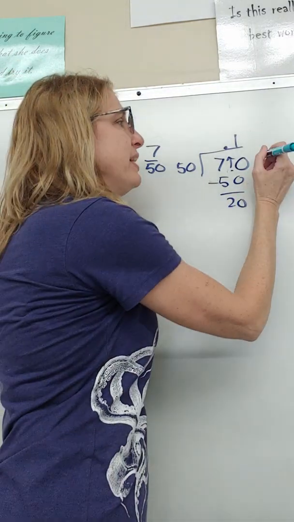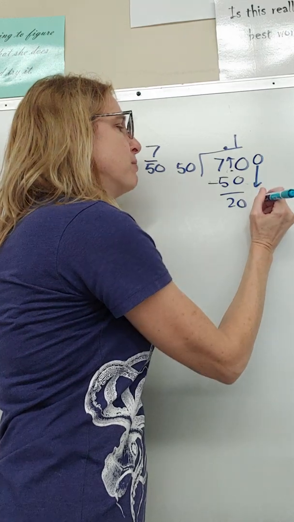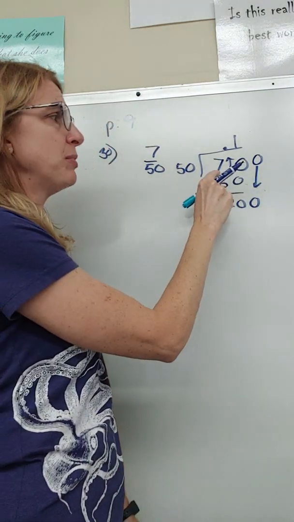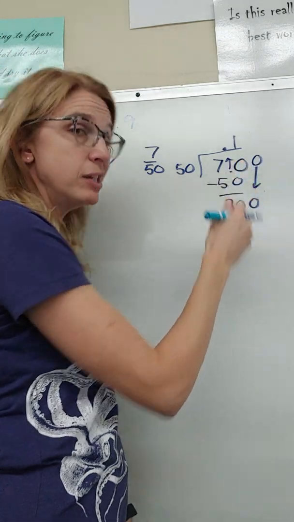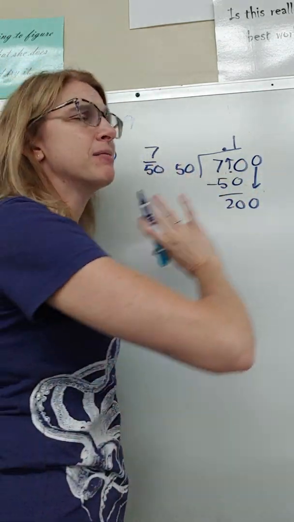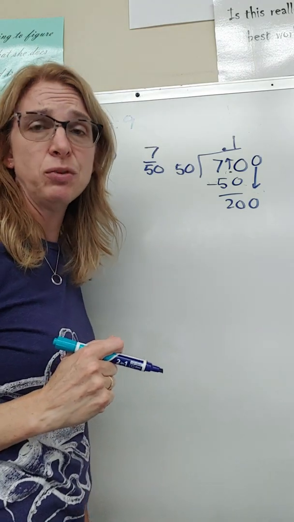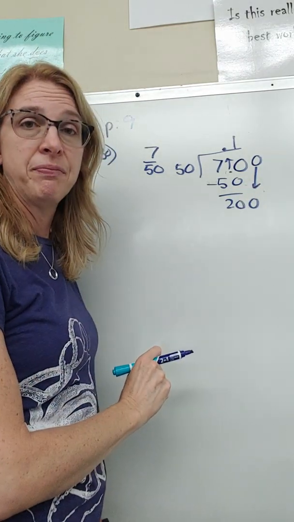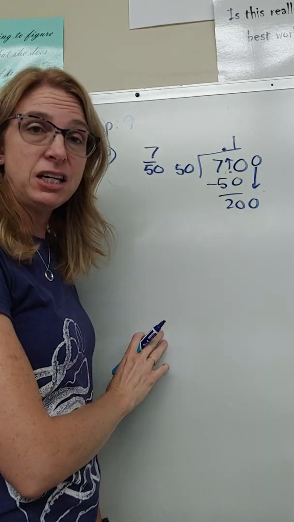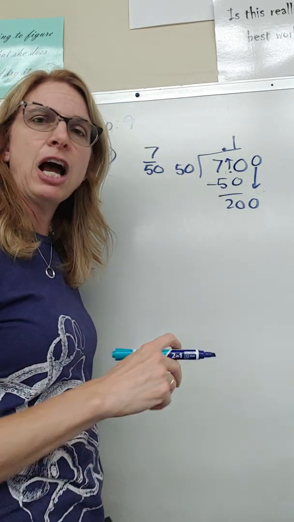What I have to do is add a 0 and bring it down. Now the reason I can do that, remember we said 7 and 7.0 are the same thing? Well, 7 and 7.00 are the same thing. I can add as many zeros as I want at the end of a decimal number, and it doesn't change the value. So I'm going to add another 0 and bring it down. Now, how many times will 50 go into 200? Well, count by your 50s.